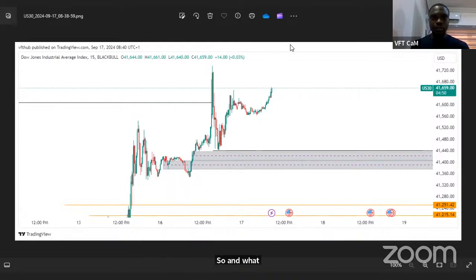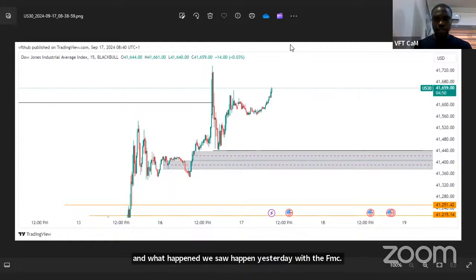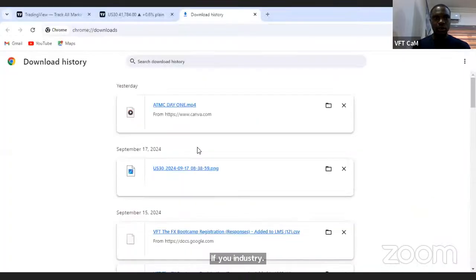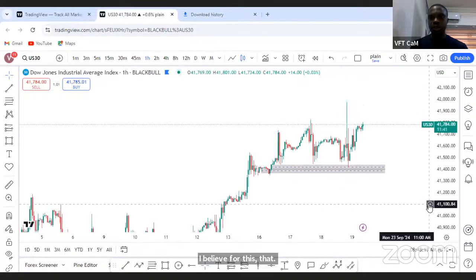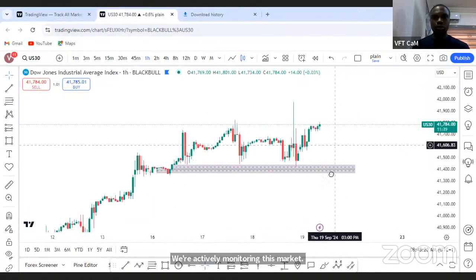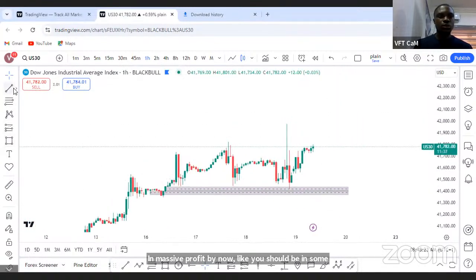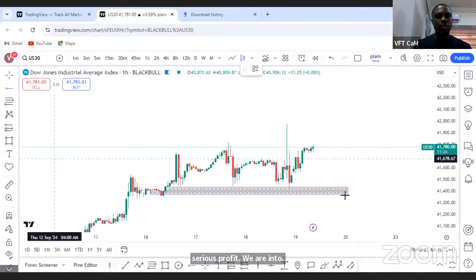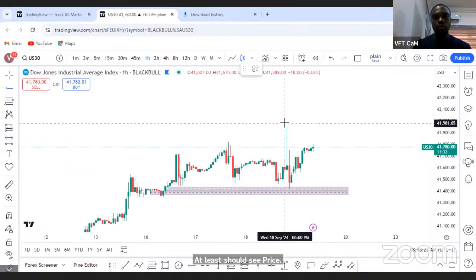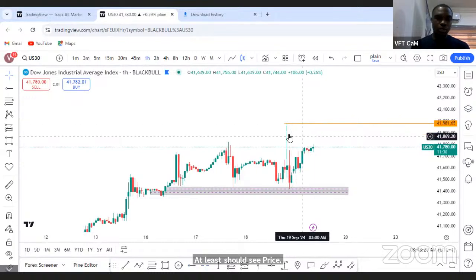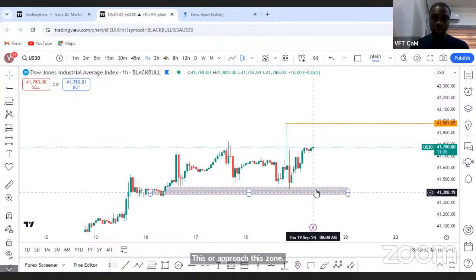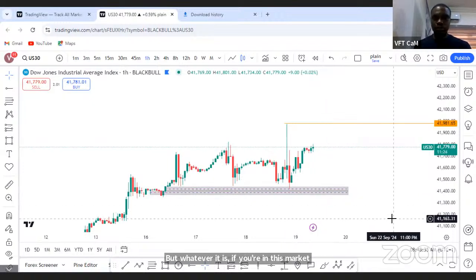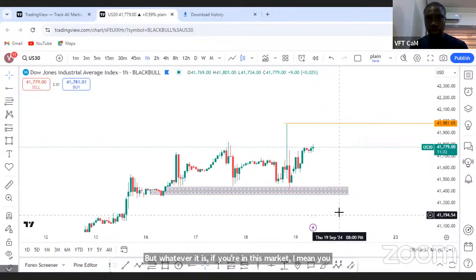Everything just aligned together. And then, for those that were actively monitoring this market, if you're in this trade, you should be in massive profit by now. You should be in some serious profit. Where are we heading to? At least you should see price dance around this zone, or approach this zone. But whatever it is, if you're in this market, you should have broken even, 1:2, 1:3 by now.